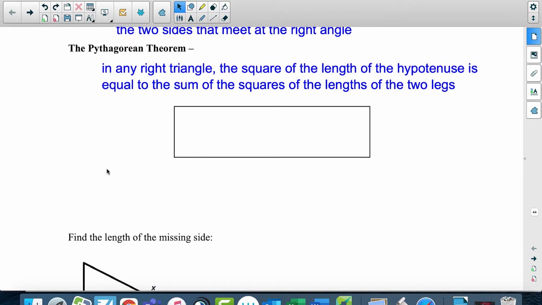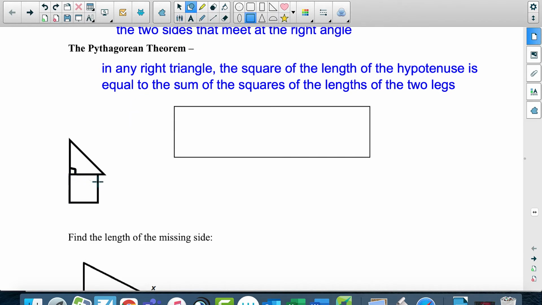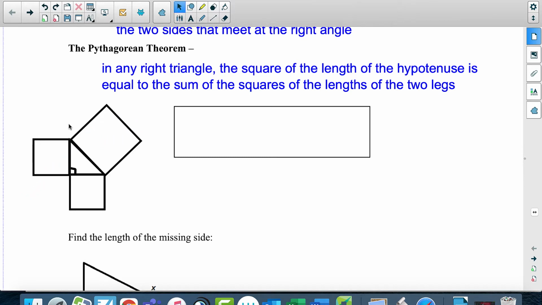So let me explain this. Let me draw another right triangle here. And there's my right angle symbol. Now, what I'm going to do is I'm going to build some squares. So I'm going to put a square that exactly fits on this side of the triangle. I'm going to put a square that exactly fits on this side of the triangle. And this is going to be hard, so give me a second. I'm going to put a square that exactly fits on this side of the triangle. Well, it's not perfect, but there you go.